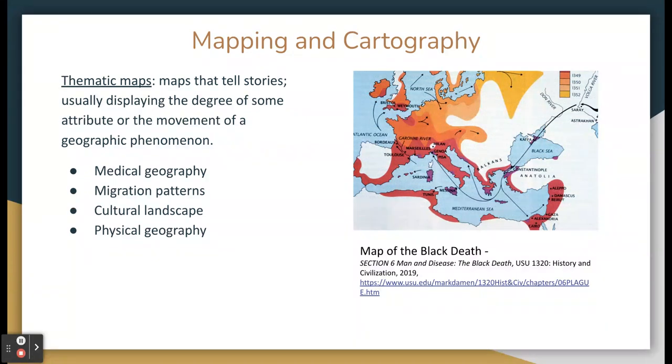Thematic maps are maps that tell stories. They usually display the degree of some attribute or the movement of a geographic phenomenon. Thematic maps are used to study medical geography, migration patterns, cultural landscape, and physical geography. An example would be this thematic map of the Black Death and where it diffused to and from.